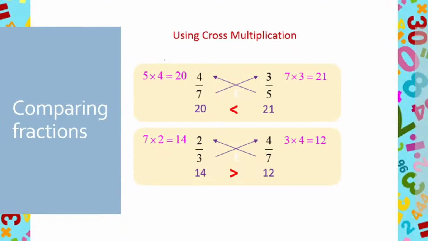Similarly, there is one more example question given over here, wherein the previous multiplication is a greater number. That's why the previous fraction is the greater one.